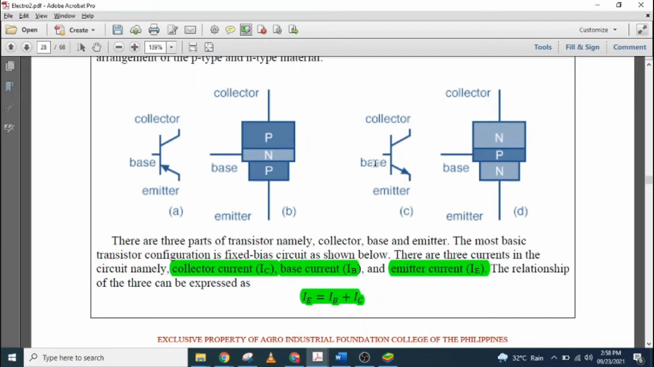If we look at our transistor, we have this base, where current enters. We also have the collector, where current also enters. Then we have this arrow going out, by virtue of Kirchhoff's current law. Current entering, IB plus IC, is equal to current leaving, which is our IE. Now, moving on.